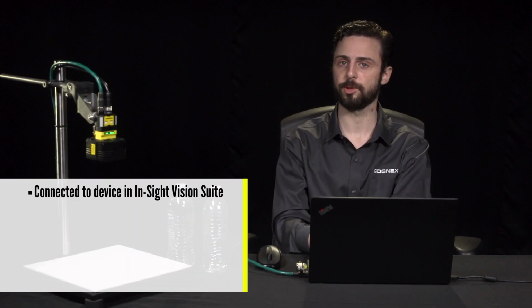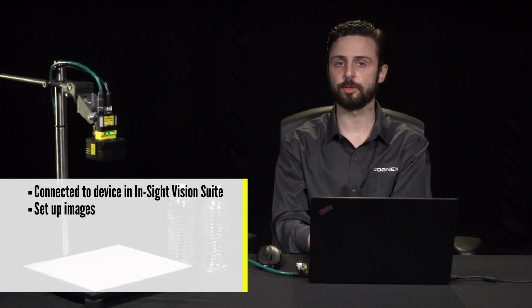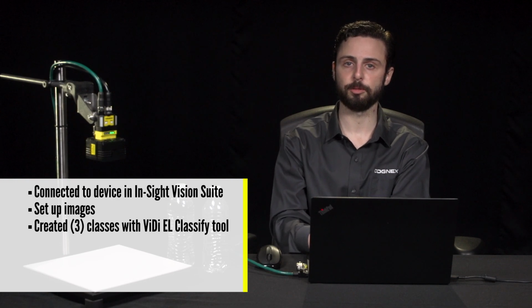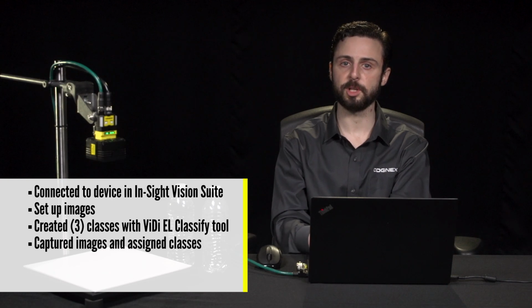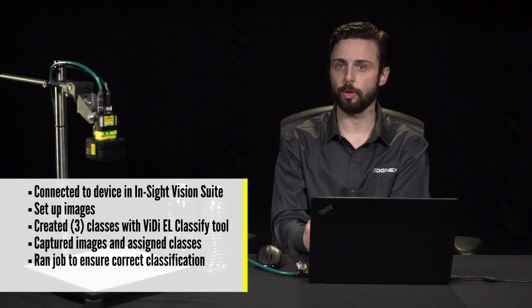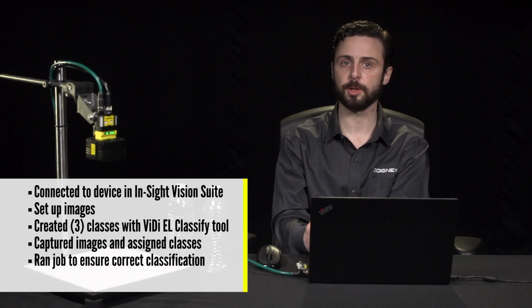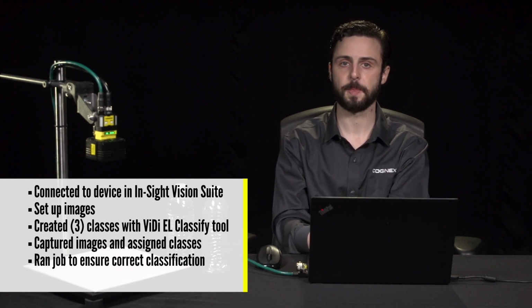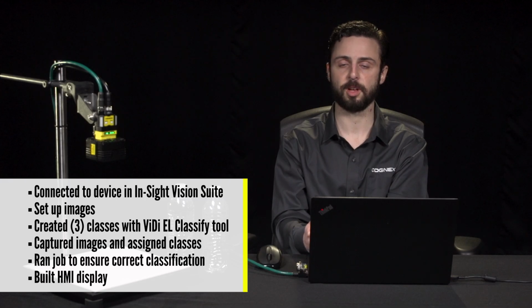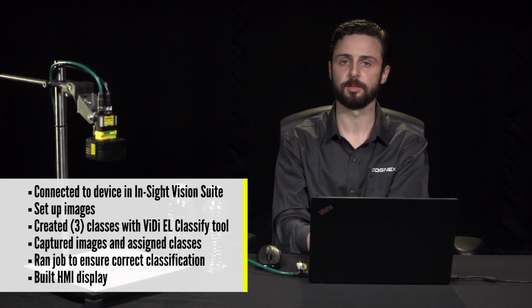To recap today's tutorial, first we connected to our device in Insight Vision Suite. We then set up our image in 2 simple clicks. We brought in our ViDi-EL classifier tool and created 3 classes, OK, NG, and no part. We took multiple images of each type of part and assigned a class to the proper images. Then once our model health was over 80% and stable, we then ran our job and ensured the parts were classified properly. Lastly, we created a very simple HMI display with the predicted class exposed, as well as the confidence percentage of the predicted class exposed as well.